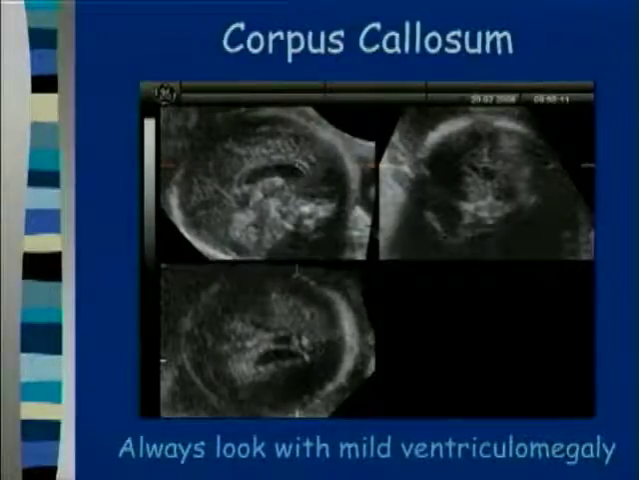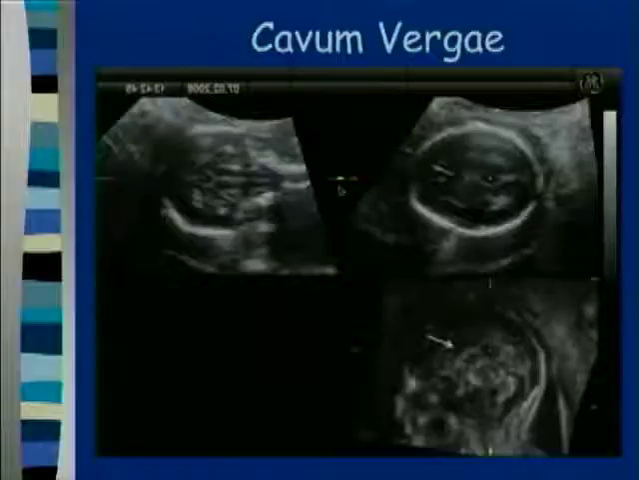Next, I'd like to just show you a fetus that might have mild ventriculomegaly, where we always try to find the corpus callosum on top to see if we can identify it, because often mild ventriculomegaly will be associated with absence of the corpus callosum, particularly when those ventricles look parallel or teardrop shaped.